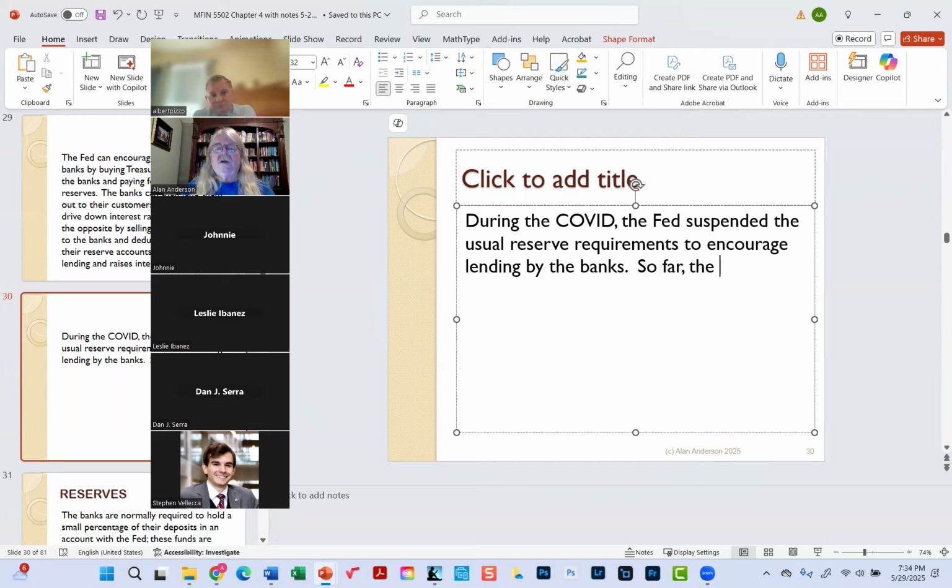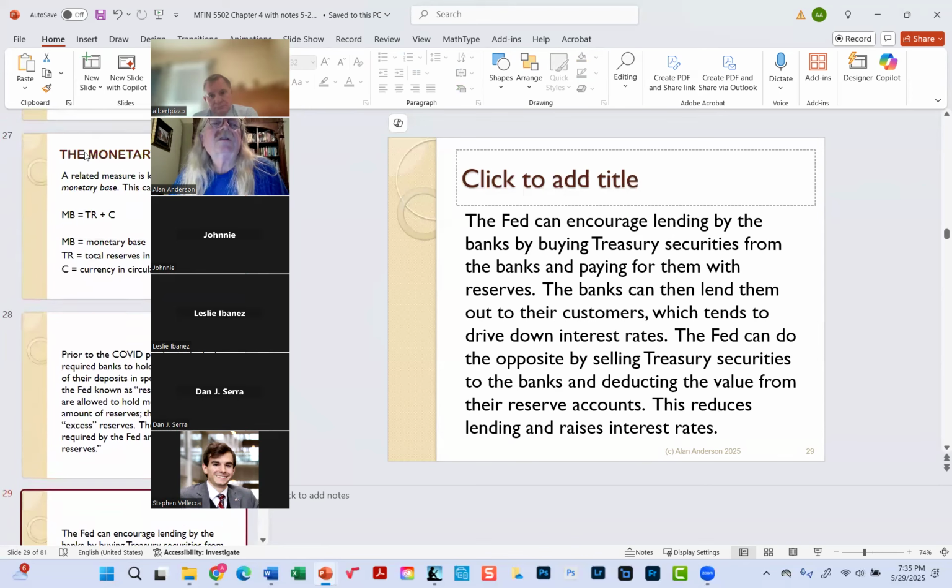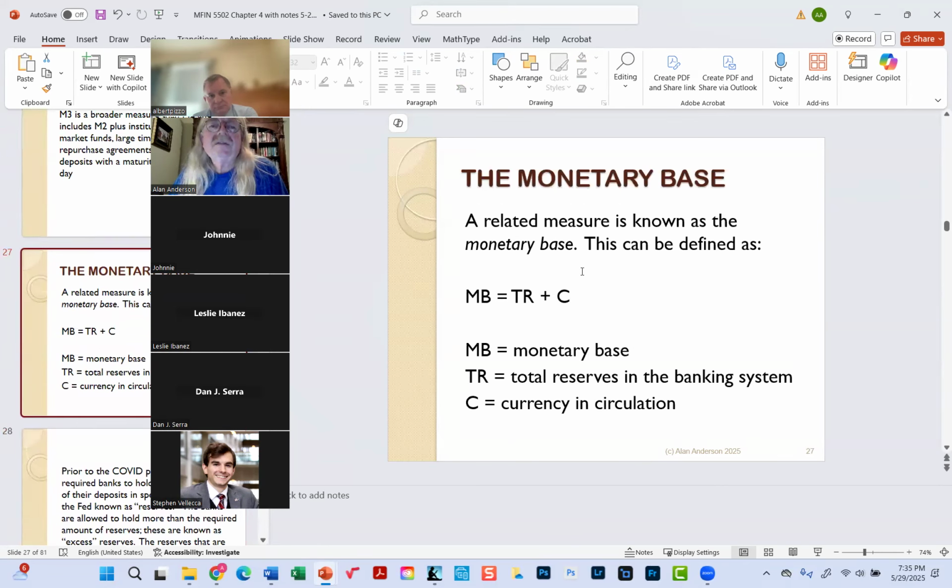So far, the required reserve requirements have not been reinstated. So I'm not sure how that helps them carry out monetary policy, but they still can inject reserves into the banking system if they need to. It's just that it's going to be more difficult when the banks are not actually required to hold any. So the Fed does have control over the reserves in the banking system as well as the currency in circulation. So that means if they want to change the monetary base, they can do it very easily and quickly.